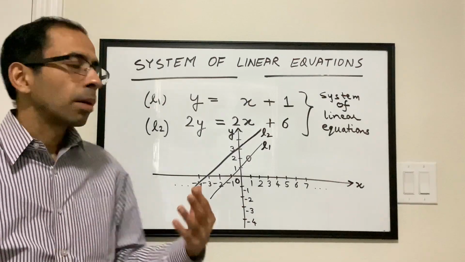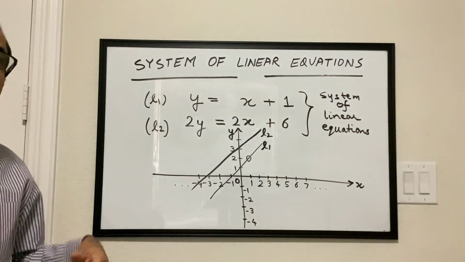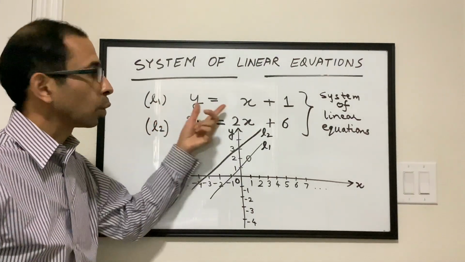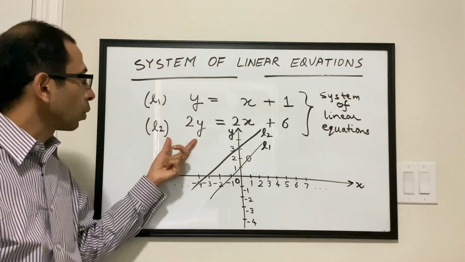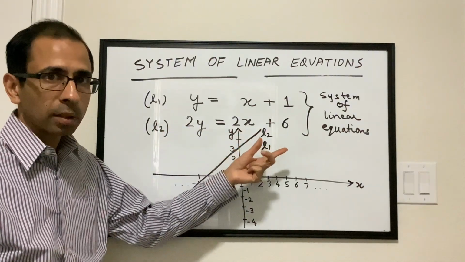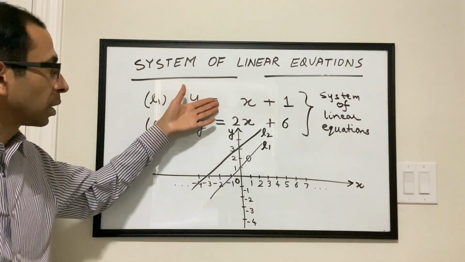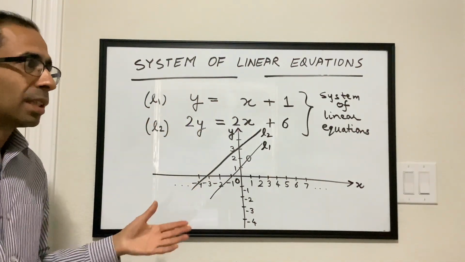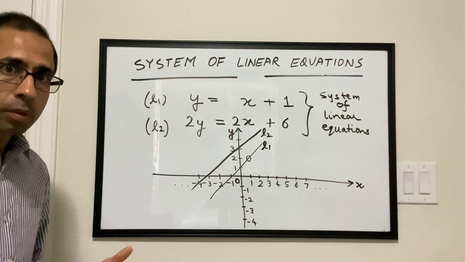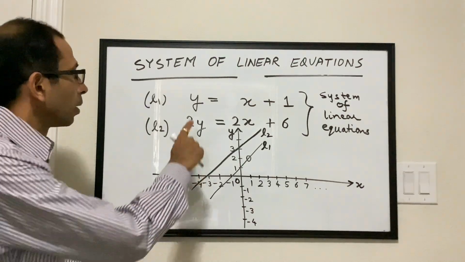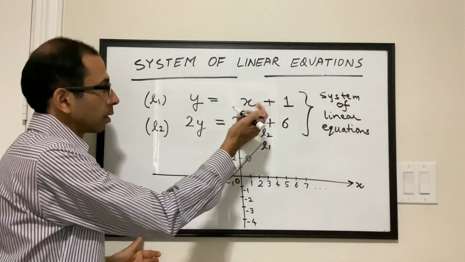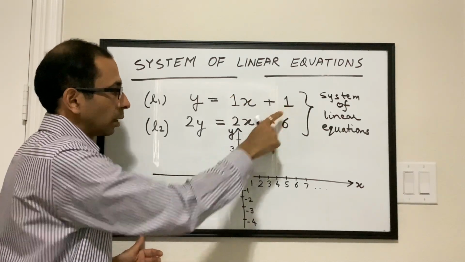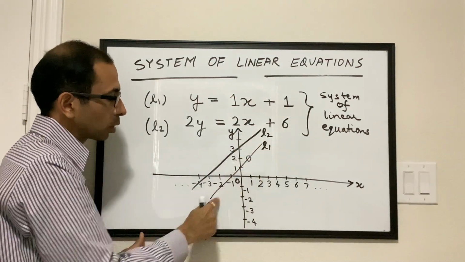Let's take another example of a system of linear equations and see what it means to solve this one. The first function here is y equals x plus 1. The second one is 2y equals 2x plus 6. Again, this represents a straight line, and this also represents a straight line. So we're going to see whether these two lines intersect at any point or not. The slope of the first line is 1, because it is essentially 1x plus 1, and the y-intercept is 1. So when we draw the line, it looks like this.